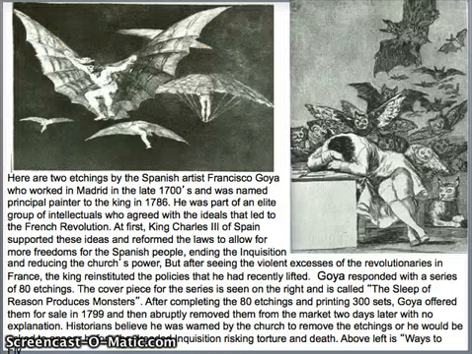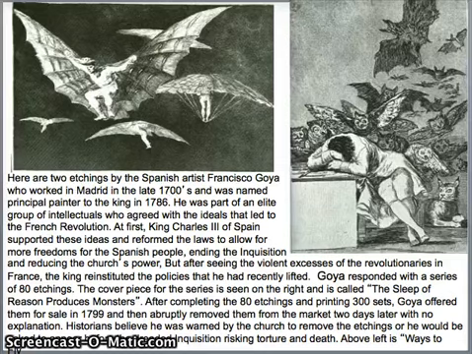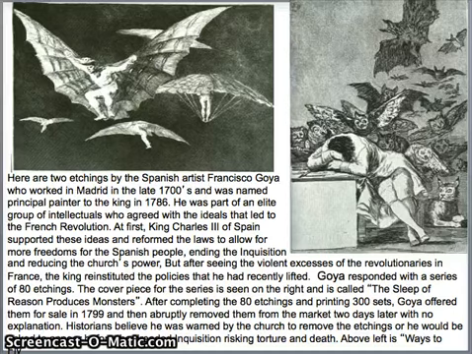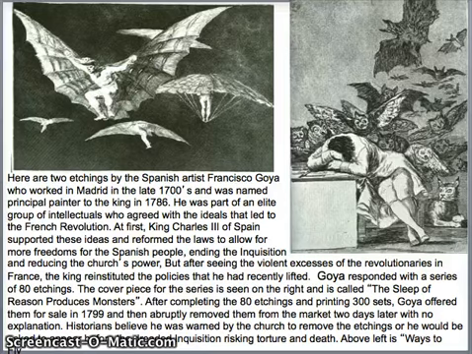Here's someone who I really like to talk about. This is Francisco Goya. And he was in Madrid in the late 1700s and became the principal painter to the king. Now, he was part of this group of intellectuals that agreed with the ideals that led to the French Revolution. Now, at first, the king who he worked for, which was Charles III, he supported these ideas, and he reformed the laws of Spain to allow for more freedoms for the Spanish people. He ended the cruel Spanish Inquisition, and he reduced the church's power.